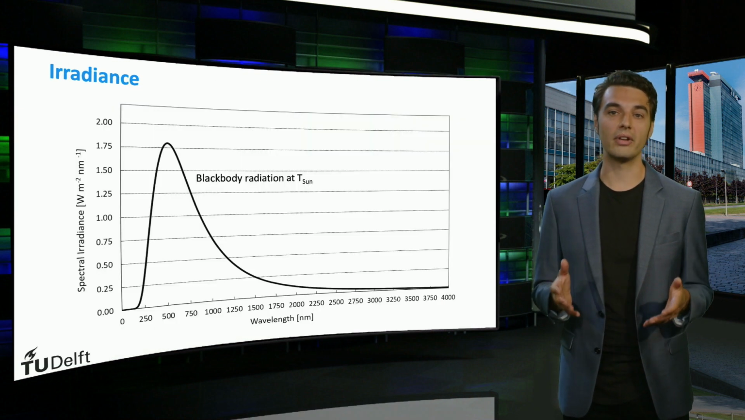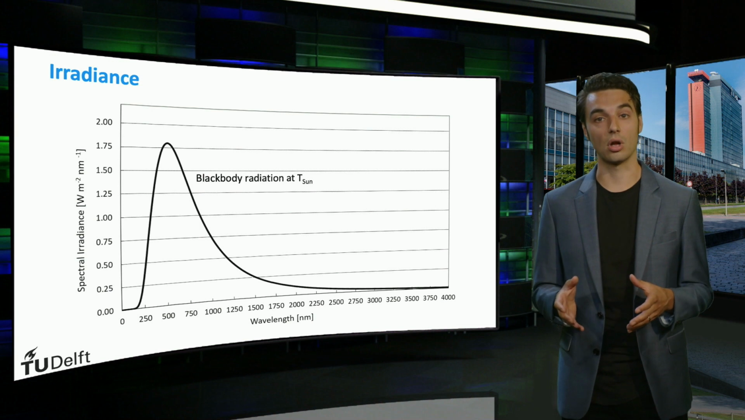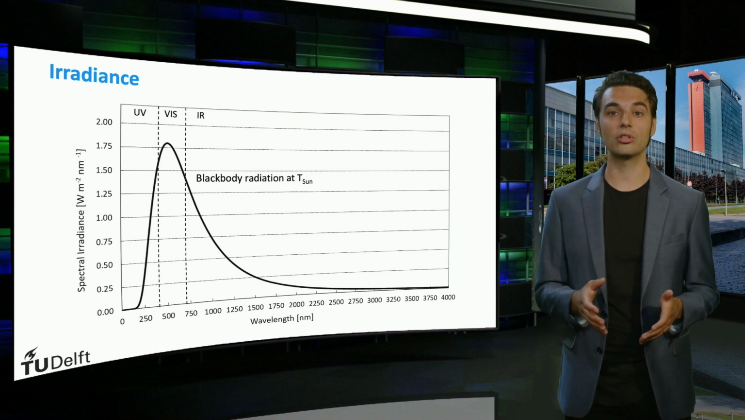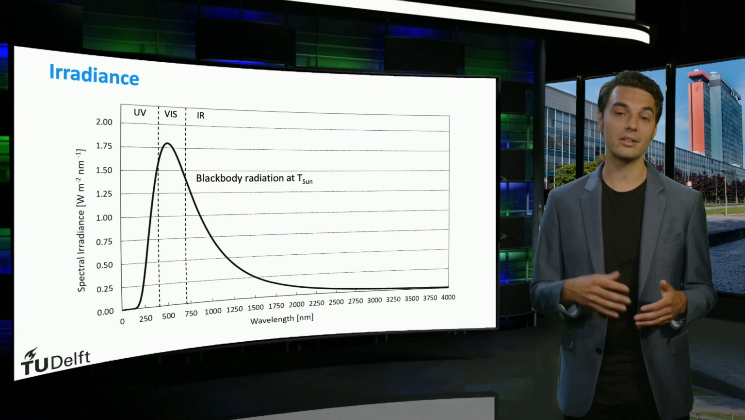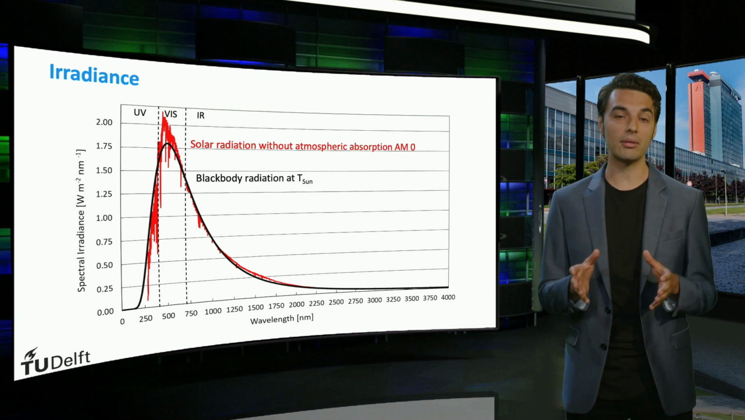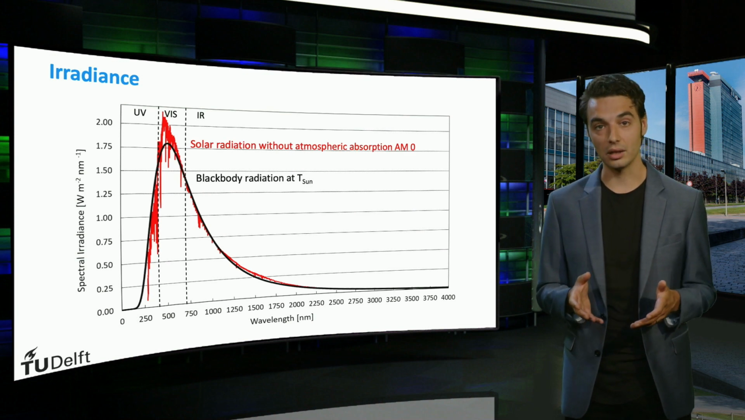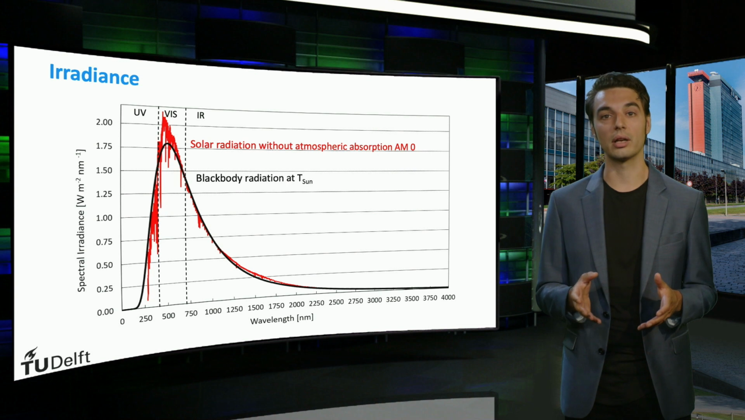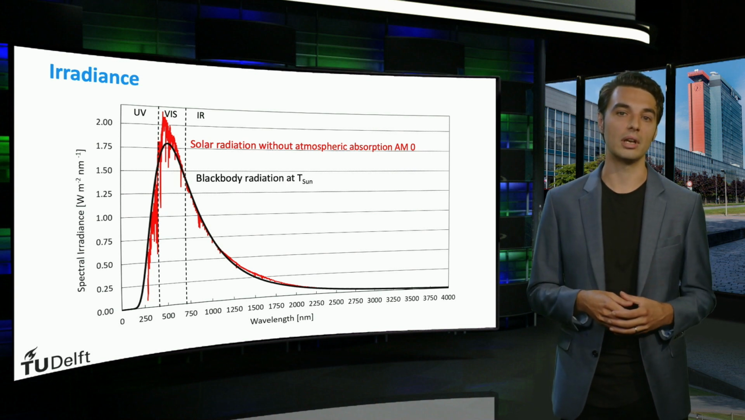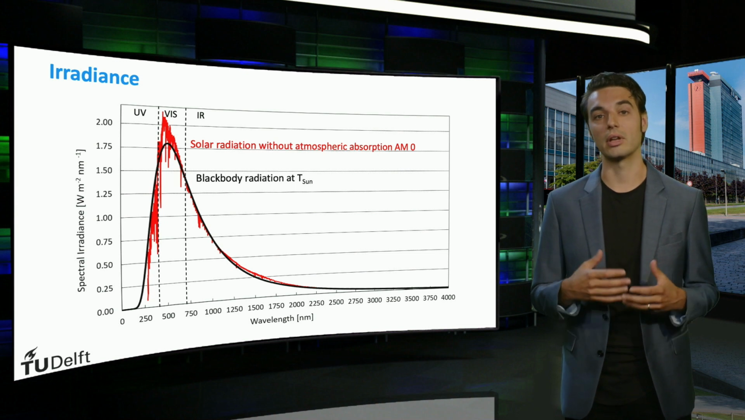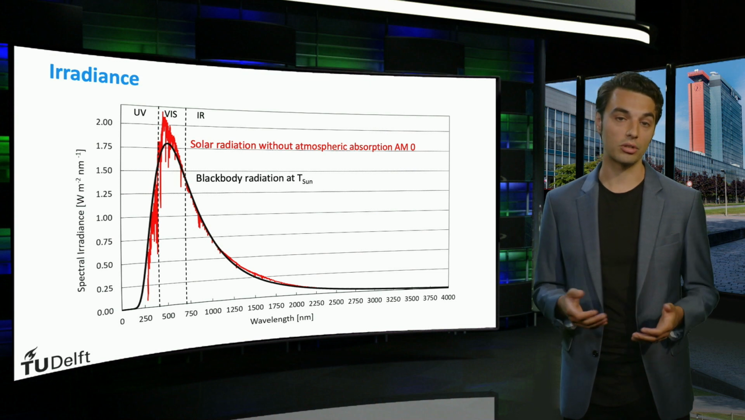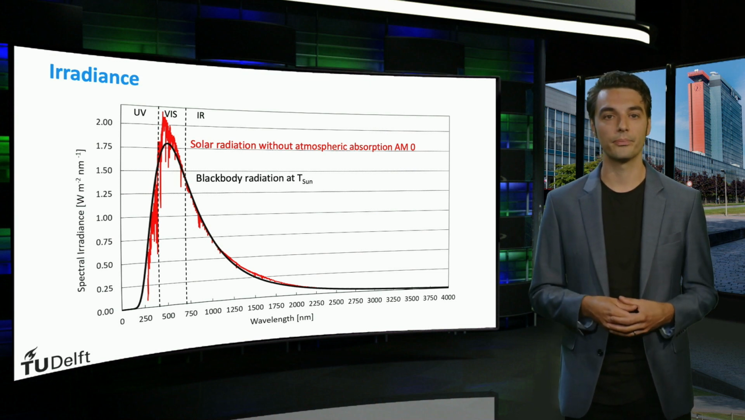The spectral irradiance by the Sun on Earth, as described by Planck's law, is shown in this figure. The dashed lines indicate the boundaries of the ultraviolet, the visible, and the infrared part of the spectrum. If we now introduce the empirical data of the spectral solar irradiance, we can see that Planck's law gives a very good approximation. Only in the visible part of the spectrum is the irradiance underestimated. The red curve shows the spectral irradiance outside of the Earth's atmosphere. This spectrum is known as the AM0 spectrum.